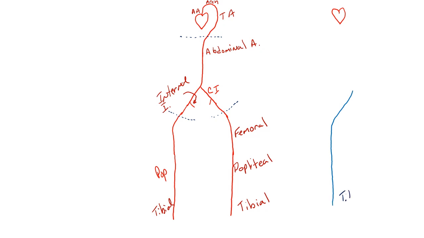So again, here we have the tibial, we have the popliteal, we have the femoral, and then as it then goes through the inguinal canal again, come up the other side, the two of them are going to join back together, and we once again have our external iliacs.